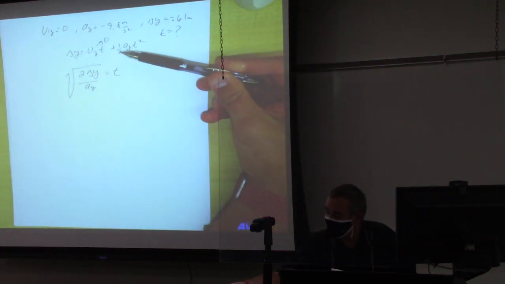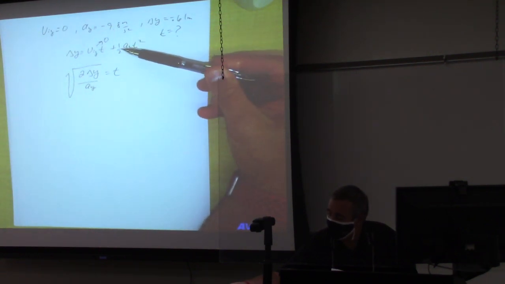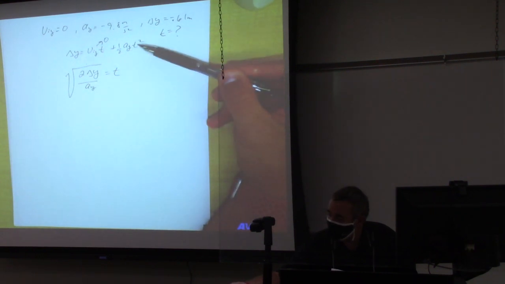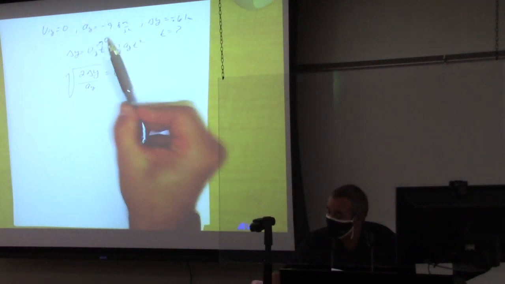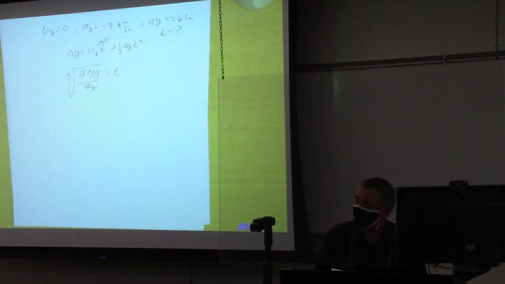So visualize that happening. Multiply both sides by 2, so the half goes away. Divide both sides by acceleration in the y. Okay, good. And then that's t squared, so I've got to take the square root of both sides. And then this thing is gone, right, because the initial velocity is 0. Okay?